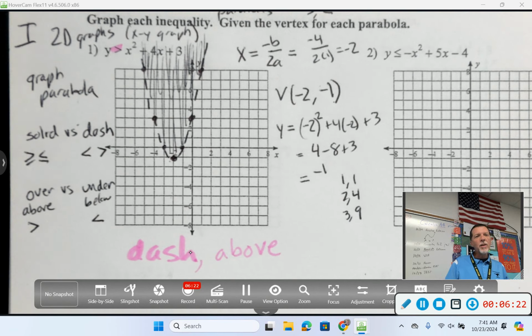All right, what makes number 2 different? It's equal to, so that'll mean solid line. It's flipped. Why is it flipped? The negative sign. And where are you going to shade? Below. Okay, why don't you try number 2?